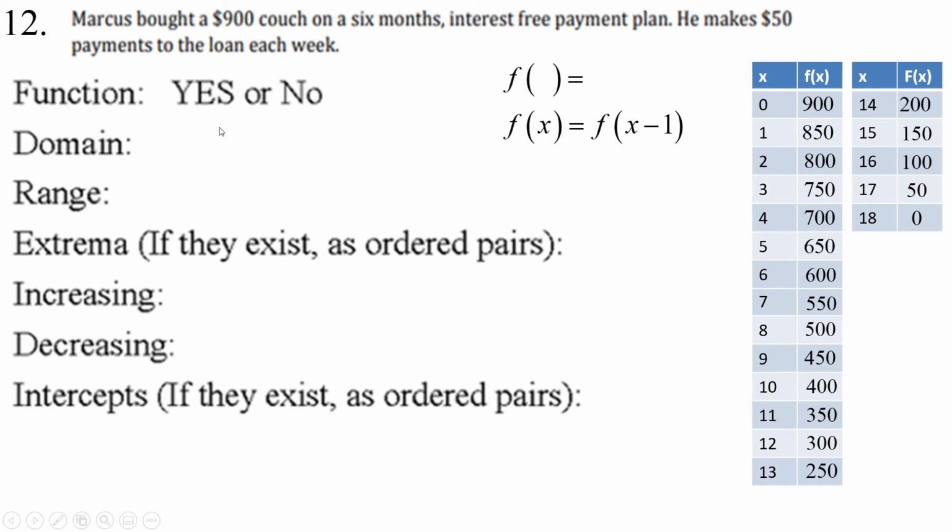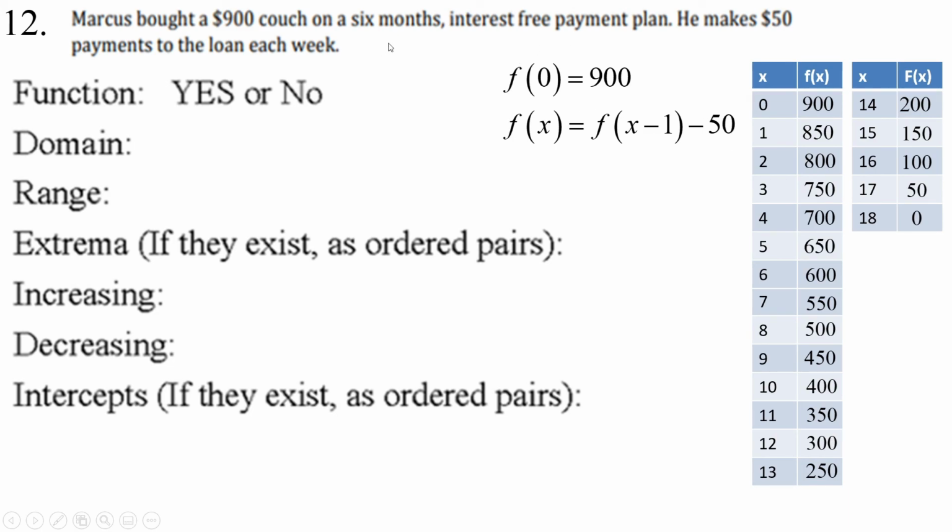So yes. Let's model this recursively, just for practice, okay? So let's go, my first ordered pair in function notation. f of 0 is 900. And then f of x equals my previous term. And what's my pattern of change? We're subtracting 50 every time. Okay, recursive formula now.